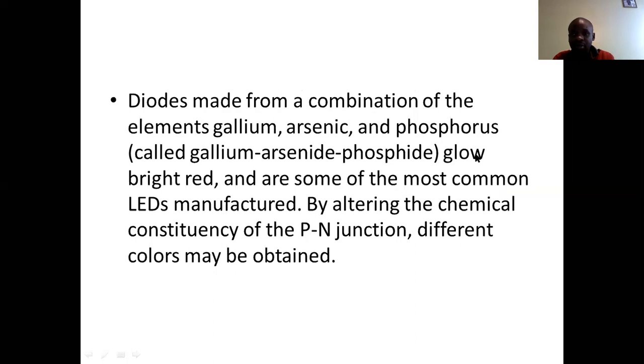These have been known to produce bright red light. So this specific combination, gallium arsenide, or gallium phosphide, usually gives the red light. And by altering the combinations of the group 3 and group 5 elements, different colors can also be produced.